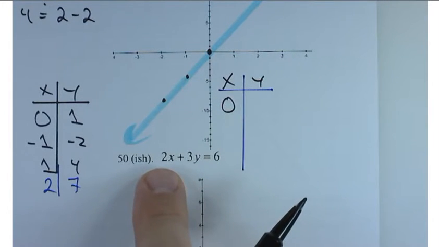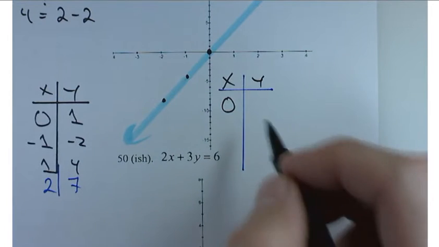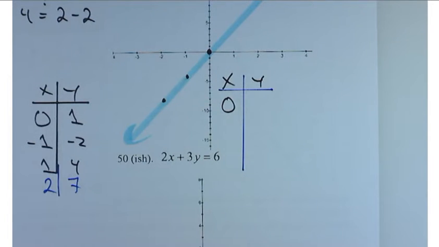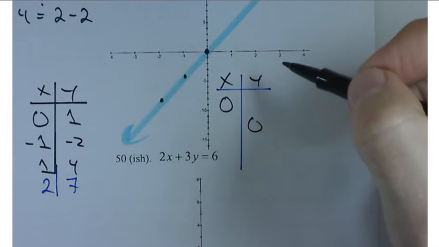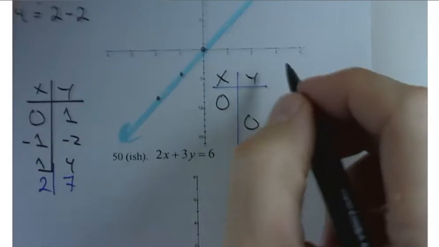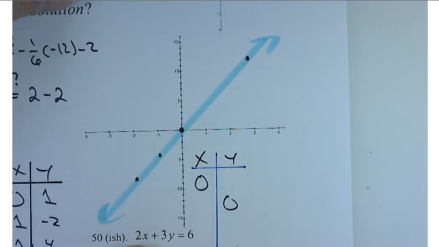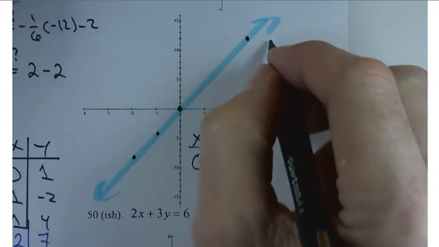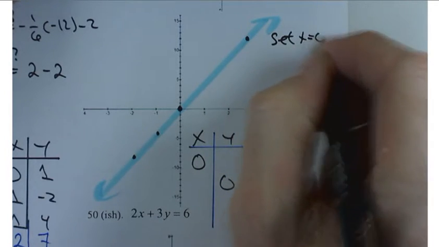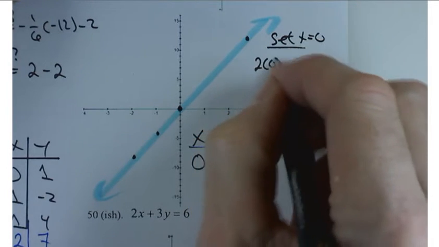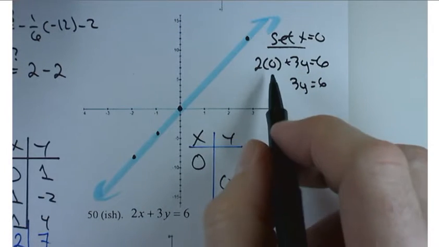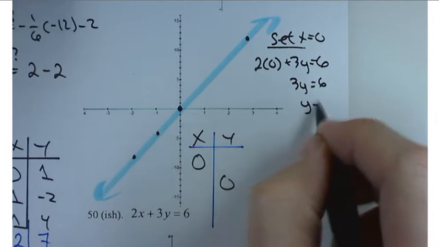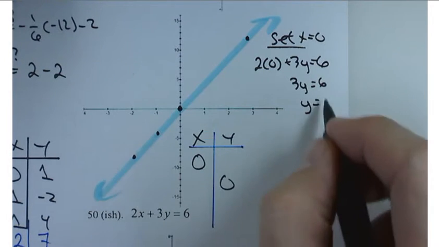An easy value to plug in for x would be x equals 0. What's an easy value to plug in for y? 0. Yeah. Let's start out here. Plug in x equals 0. Plug in y equals 0. So if I set x equals 0, I get 2 times 0 plus 3y equals 6. So it's just 3y equals 6. What does y equal? 2.